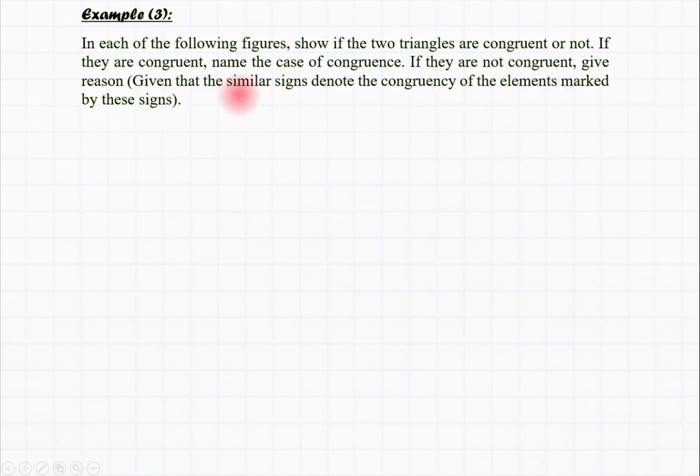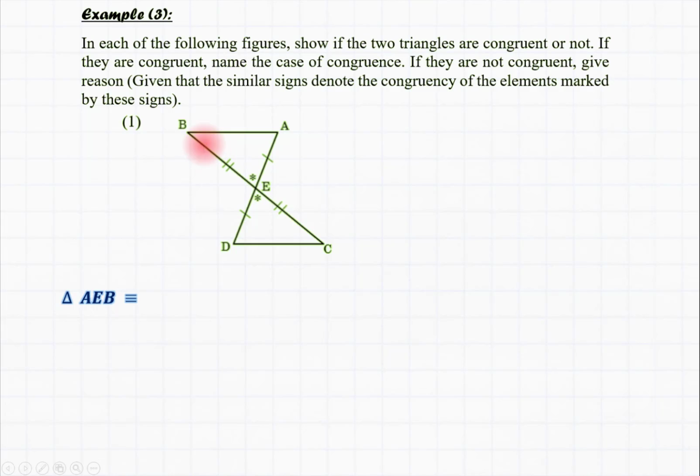Example number 3. In each of the following figures, show if the two triangles are congruent or not. If they are congruent, name the case of congruence. If they are not congruent, give a reason. We have triangle ABE and triangle DEC, where the length of DE equals the length of AE and side BE equals side EC, and these two angles are equal. The measure of angle AEB equals the measure of angle DEC. Therefore, these two triangles are congruent. Triangle AEB is congruent to triangle DEC because we have two sides and the included angle, side angle side.